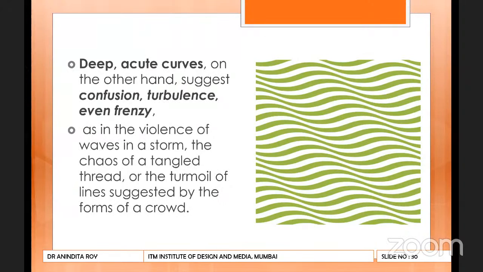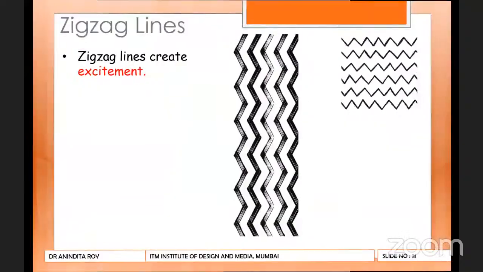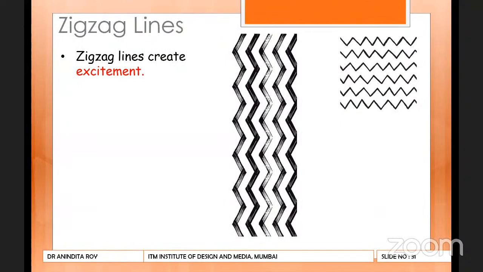So same for waves. We have soft shallow waves and deep acute waves also. So soft and shallow, deep and acute, two kinds of curves and waves. Then we have zigzags. Zigzags create excitement, but zigzags can also be horizontal, vertical, or diagonal, right? Because they are lines at the end of the day. So any kind of line can be horizontal, vertical, or diagonal in direction.